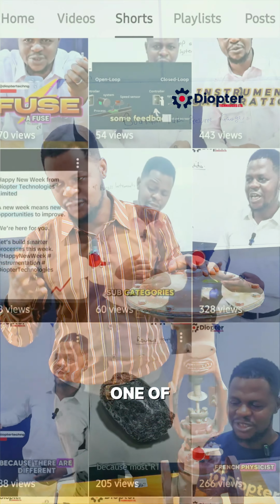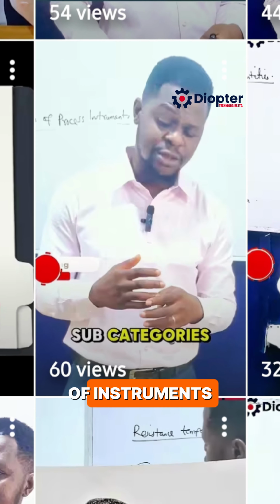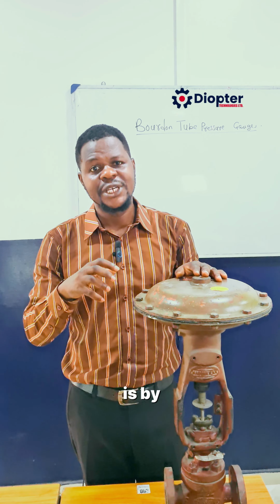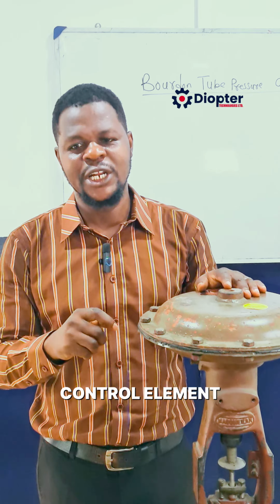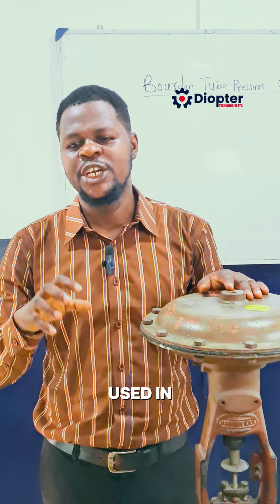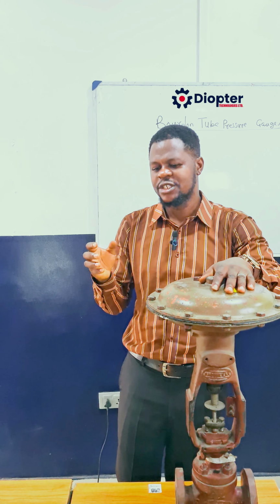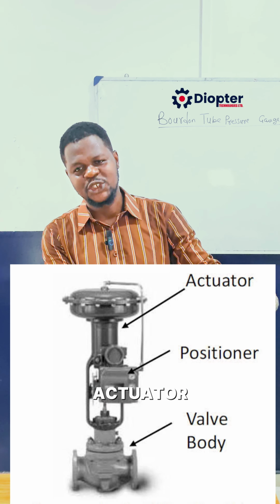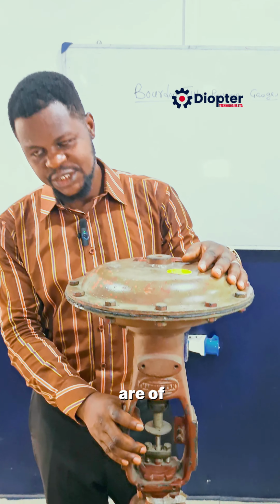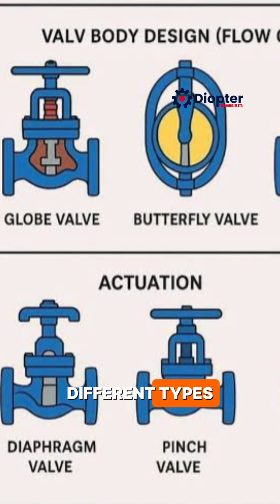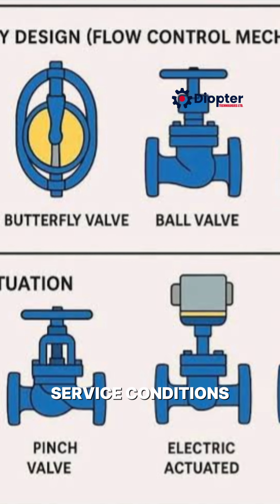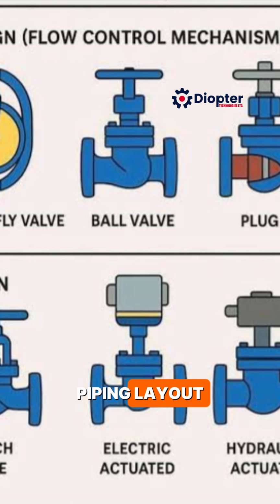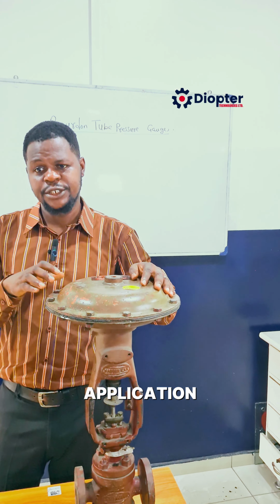So in one of our videos, we've talked about types of instruments. The control valve is by far the most common final control element used in industry today. A control valve has two separate components, the valve and the actuator. Valve bodies are of different types or styles depending on service conditions, piping layout, and desired application.